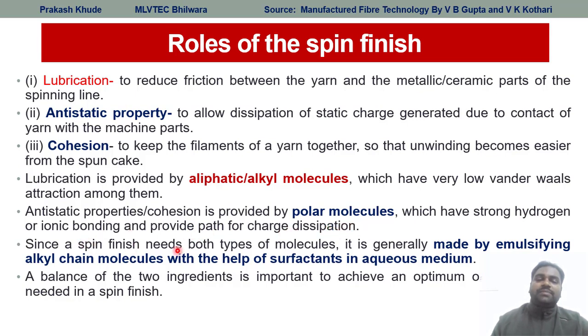Since the spin finish needs both types of molecules, that is aliphatic alkyl molecules and polar molecules, it is generally made by emulsifying alkyl chain molecules with the help of a surfactant in an aqueous medium. So balancing between these two ingredients is much more important to achieve the optimum properties needed in the spin finish.